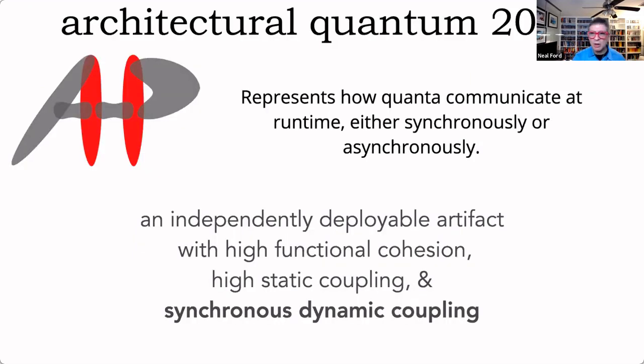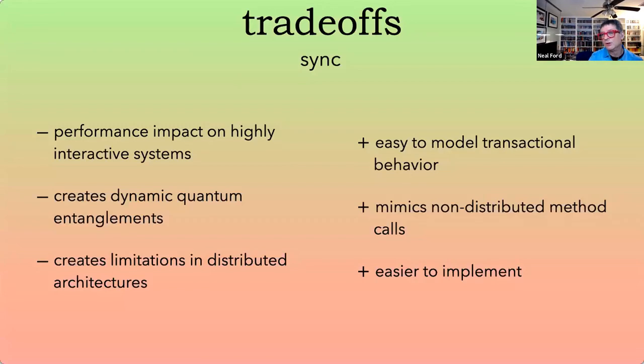So let's talk about some of the trade-offs of synchronous versus asynchronous communication. It can have a performance impact on really highly interactive systems if you go synchronous. It creates these dynamic quantum entanglements, which means you have to carefully align the operational characteristics of your services in that case. And it can create some limits in distributed architectures, which we'll dig into next.